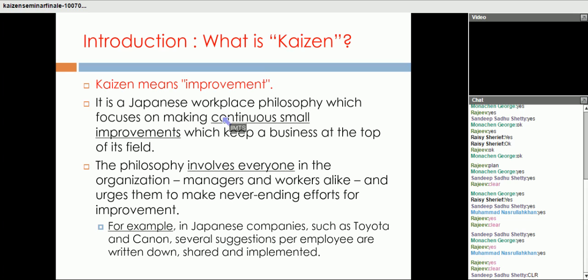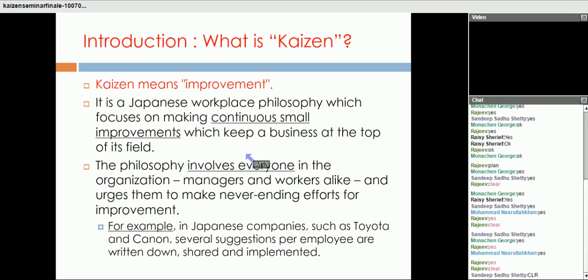It is a Japanese workplace philosophy which focuses on making continuous small improvements which keep a business at the top of its field. The philosophy involves everyone in the organization, managers and workers alike, and urges them to make never-ending efforts for improvement. For example, in Japanese companies such as Toyota and Canon, several suggestions per employee are written down, shared and implemented.